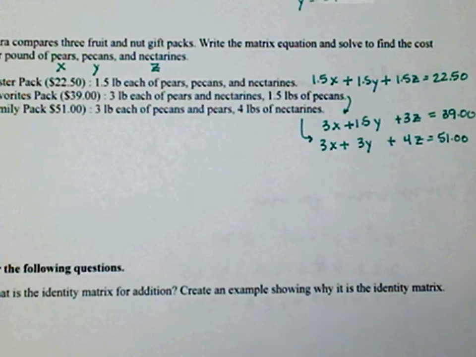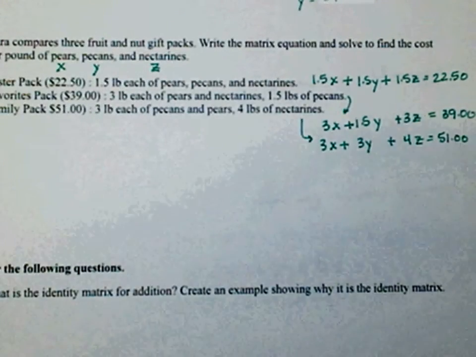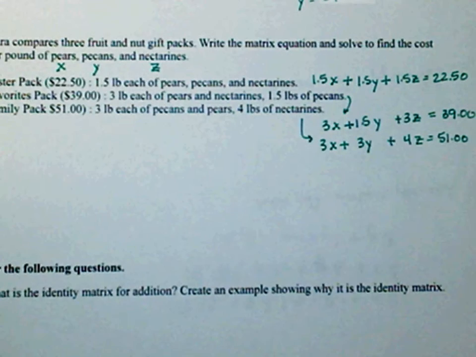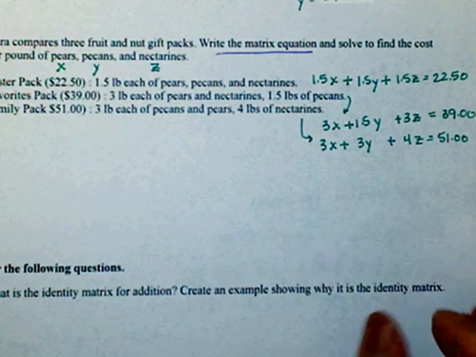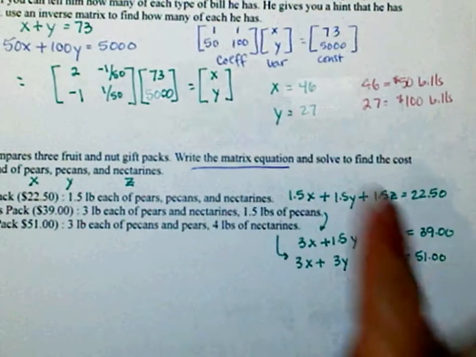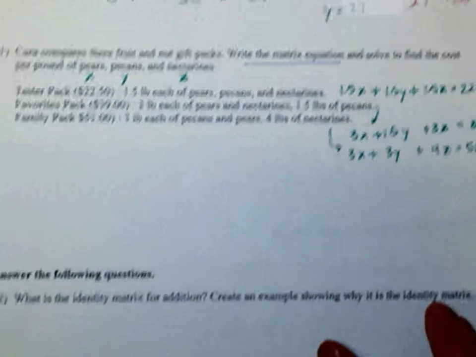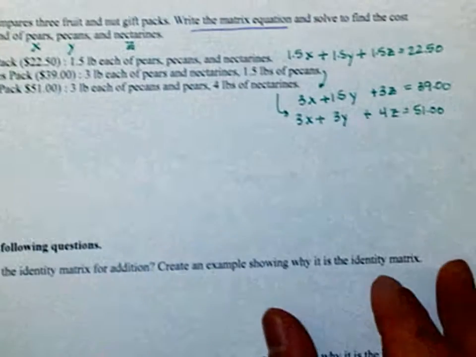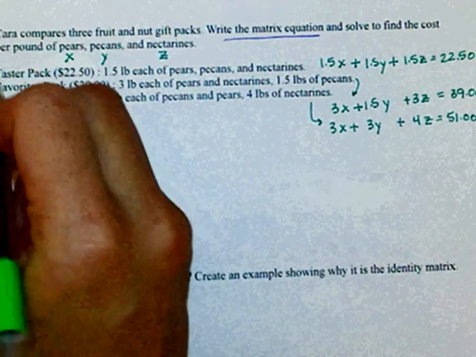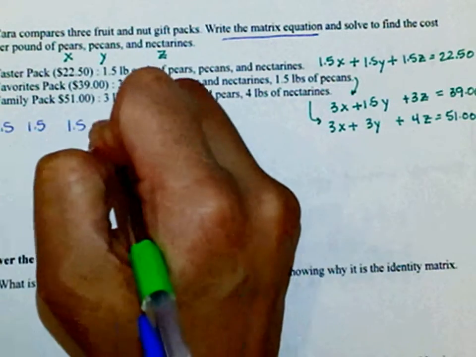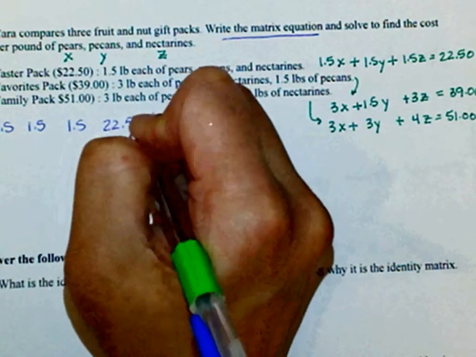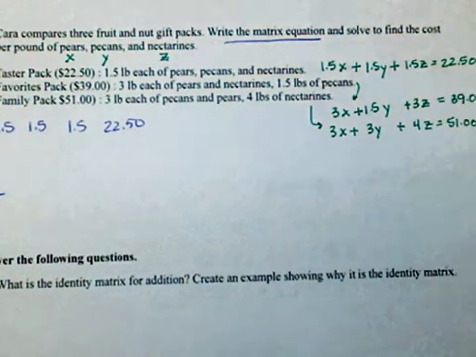So for you to write your matrix equation, this is what it's going to look like. Okay? It says, write the matrix equation. Just kind of like you did up here, here's your matrix equation. So let's write our matrix equation. All right, so you're going to have 1.5, 1.5, 1.5, 22.50. Okay, let me erase that.